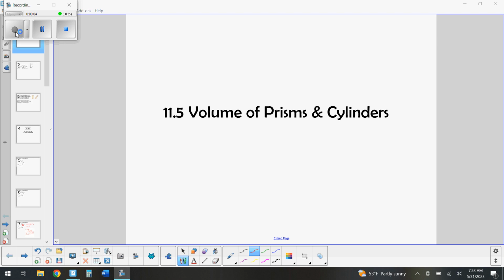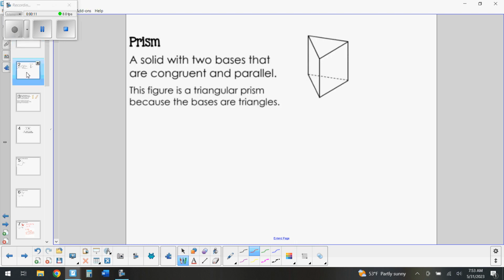This is lesson 11.5. Today we're going to talk about the volume of prisms and cylinders. So recall a prism is a solid that has two bases that are congruent and parallel. So in this picture, we have two triangles connected by a bunch of rectangles. So the triangles are considered the bases.